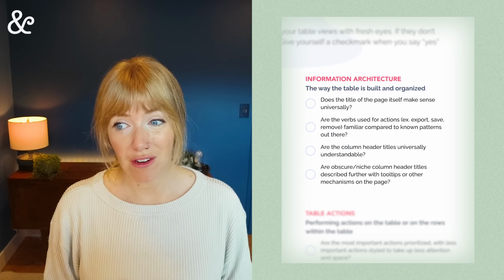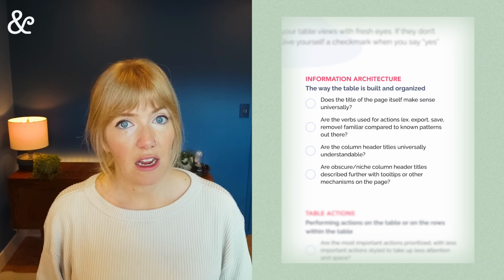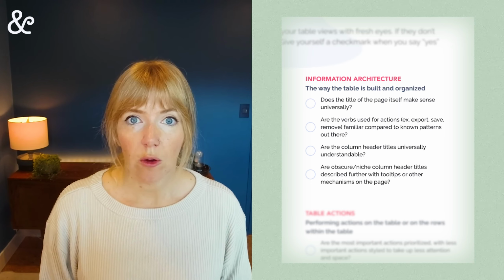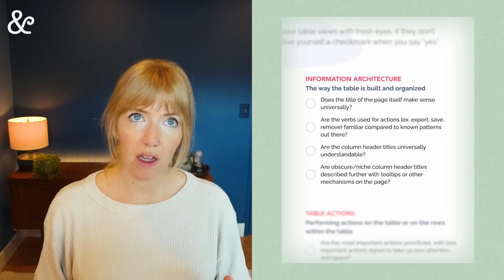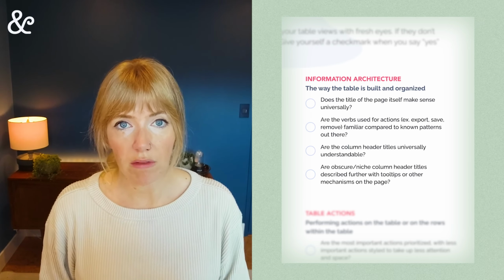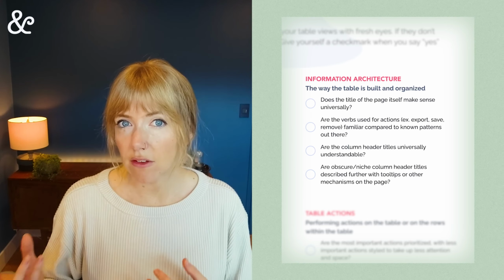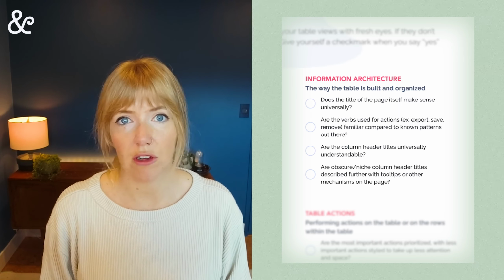Are there obscure or niche column headers? Are they described with tooltips or any other way to understand what they are? If you have an acronym, let's say for customer lifetime value, and it's abbreviated to a really small abbreviation, do people know what that is? Is there a way to find out, some kind of mapping or tooltip?